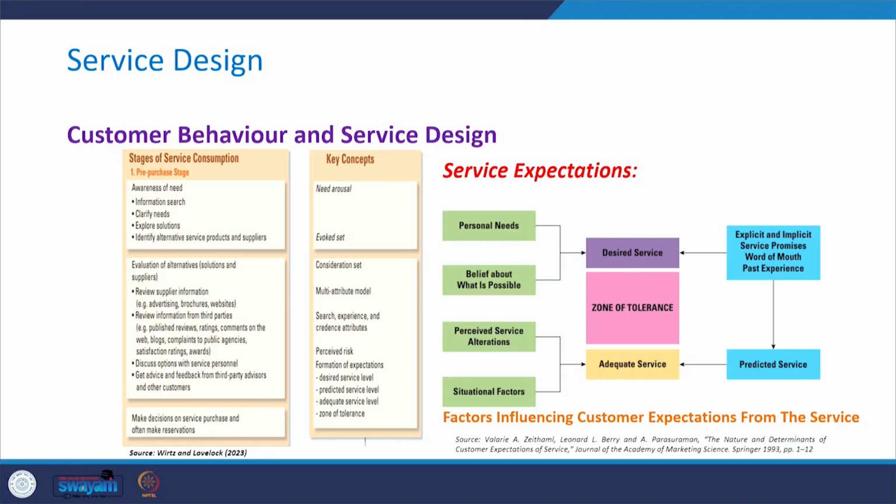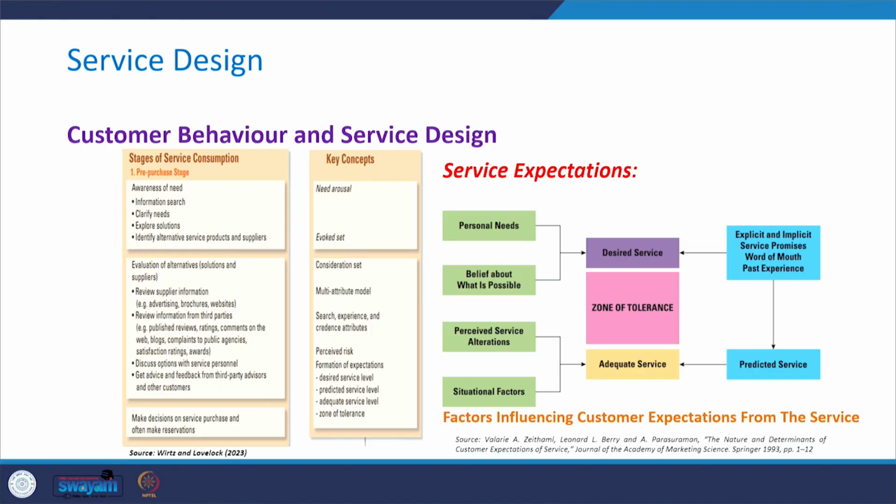Zone of tolerance, another concept. It can be difficult for firms to achieve consistent service delivery at all touchpoints across many service delivery channels and thousands of employees. Even the performance of the same service employee is likely to vary from time to time. The extent to which customers are willing to accept this variation is called the zone of tolerance.